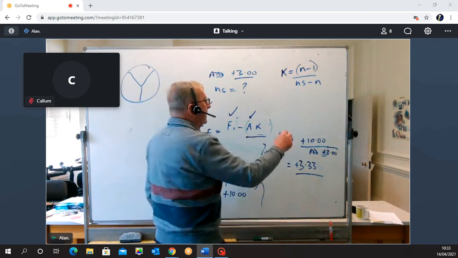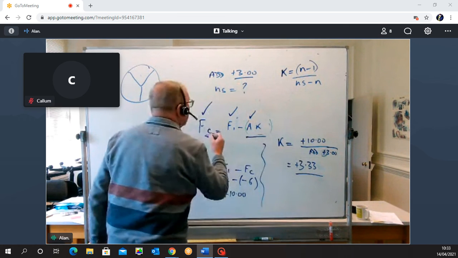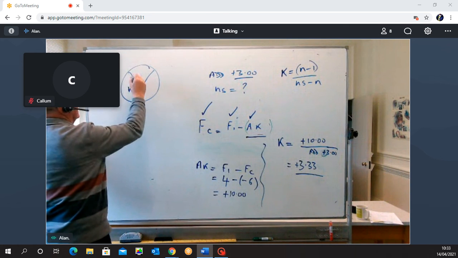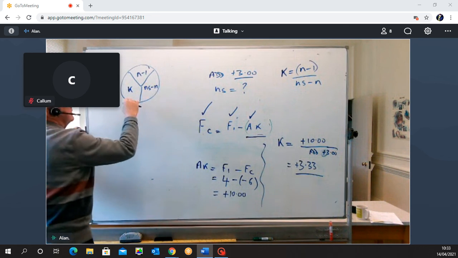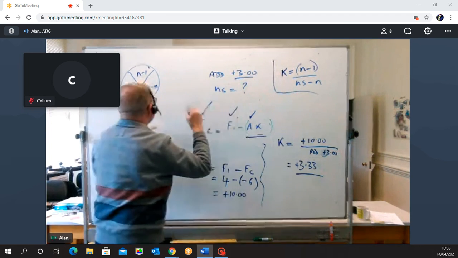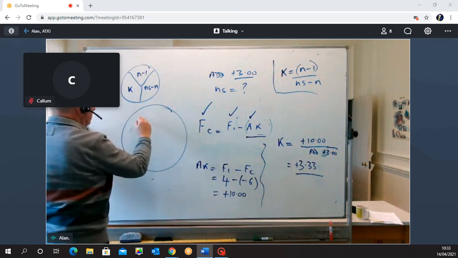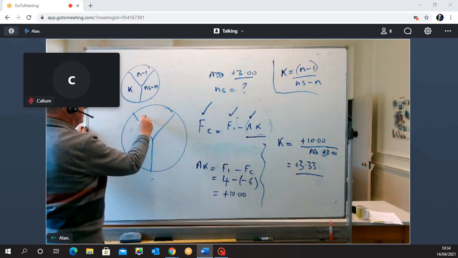So we know then, this is where we could use the ban the bomb thing. Look, we could say K is n minus 1 over ns minus n. Do you see what I mean? That's putting that here into this. You want me to do it bigger? I did this with you before. One of these things, very useful for rearranging equations.